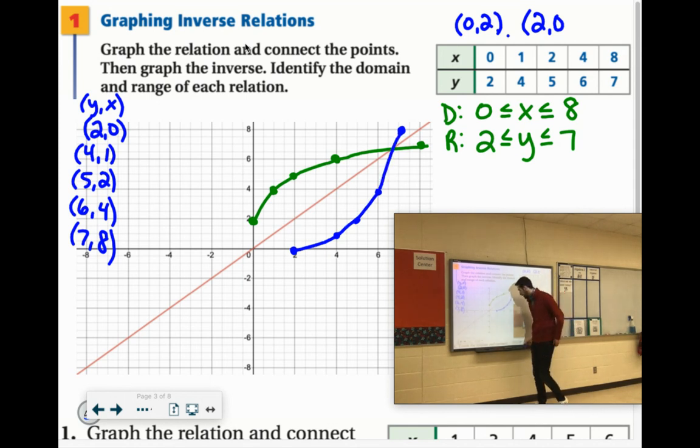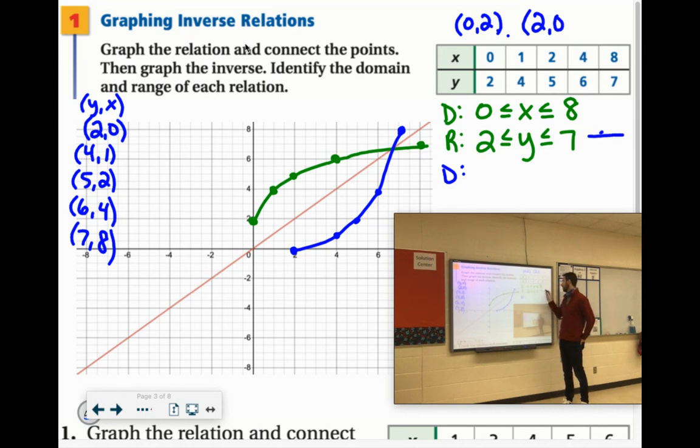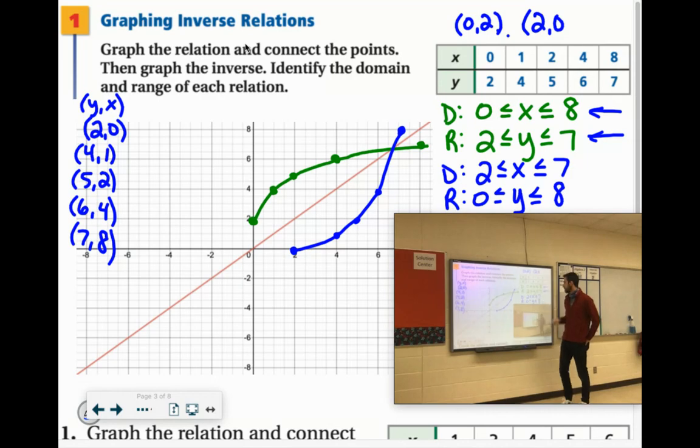Now, if we were saying domain and range for that, it's just going to flip the initial domain and range we had for the first one. So the domain will become our range, and our range will become our domain. So now our new domain is 2 is less than or equal to x is less than or equal to 7, right? We just flip those. The range, which are our new y coordinates, will be 0 is less than or equal to y is less than or equal to 8. Very fun.